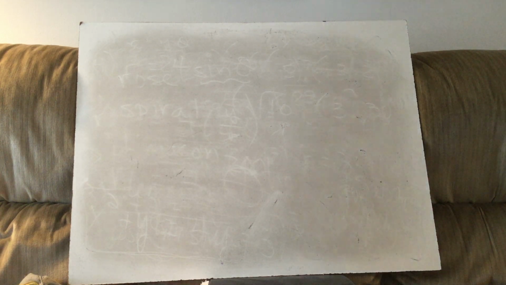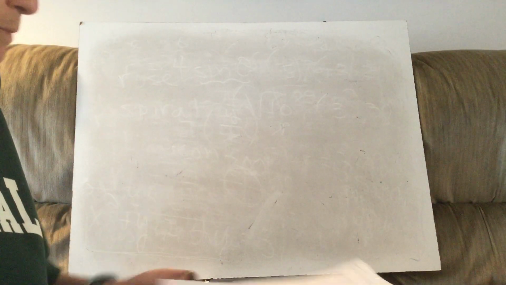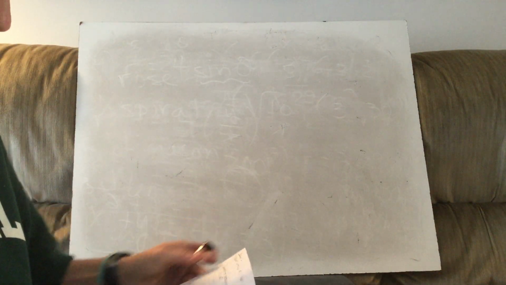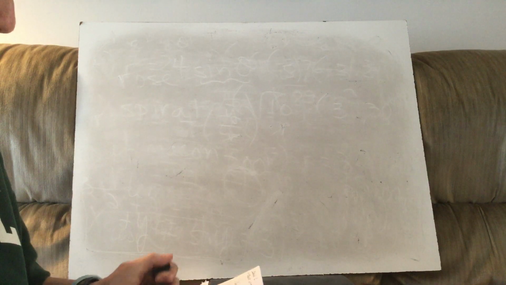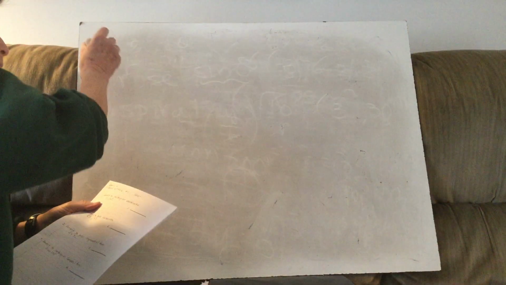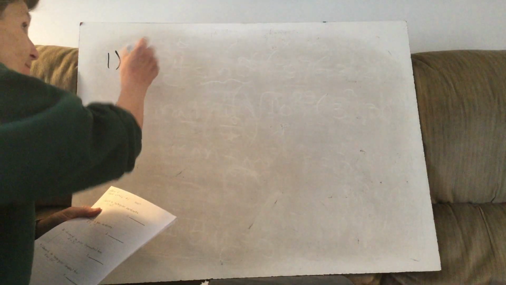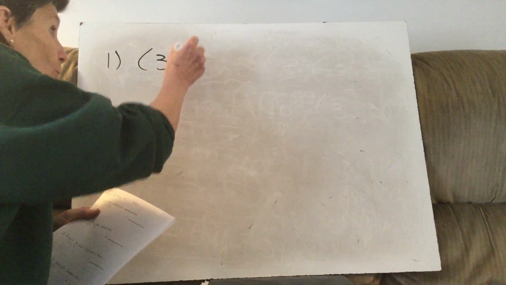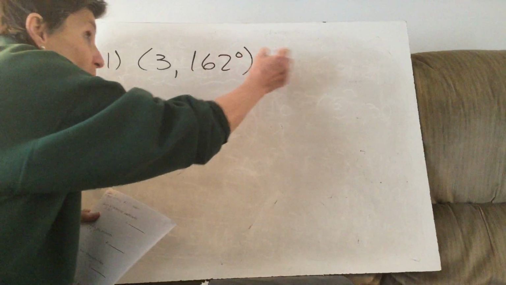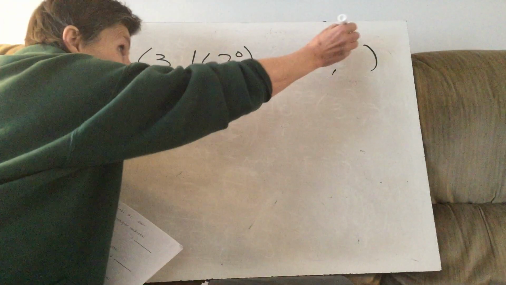Okay, today we're going to do a couple of pre-quests for 6-4 to 6-6. So these are the pre-quests, 6-4 to 6-6, and we'll start with number 1. Problem 1 says we have the ordered pair 3, 162, and we are going to change that into rectangular coordinates.